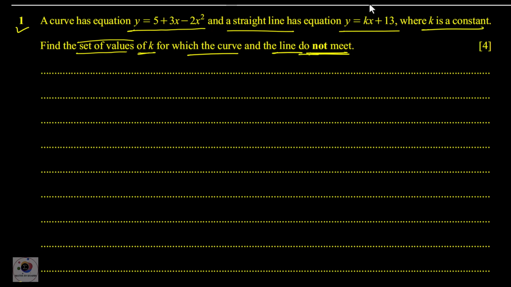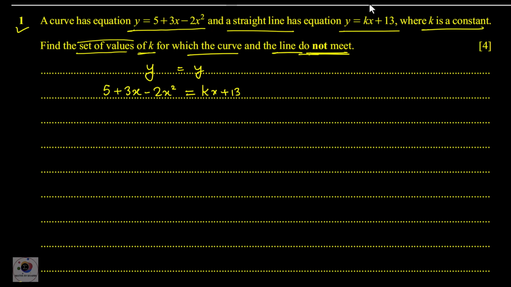So we know that whenever we have to talk about the intersection of two functions, maybe one is a curve and another is a straight line, or maybe both of them are straight lines or curves, we should start by equating both the equations. If we equate both the equations, we get 5 plus 3x minus 2x squared equals kx plus 13. So basically I did y equals y, and as we can see, it is going to be a quadratic equation.